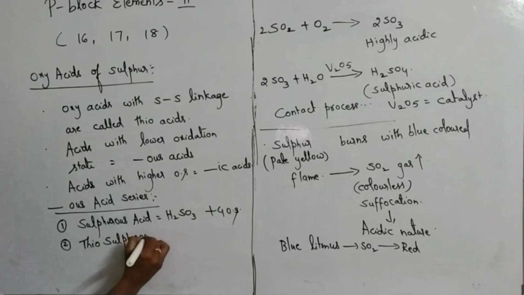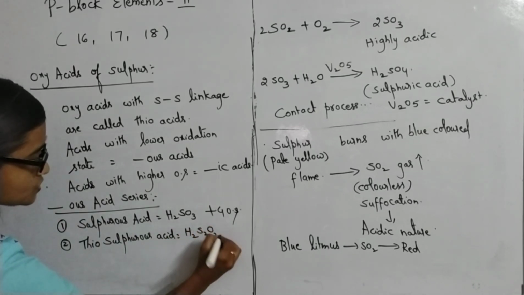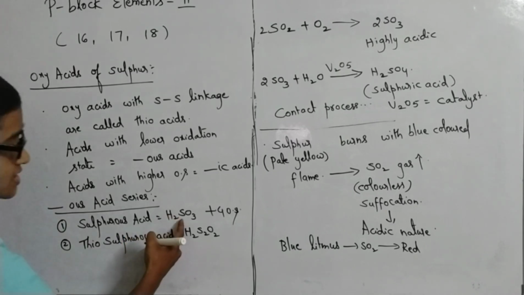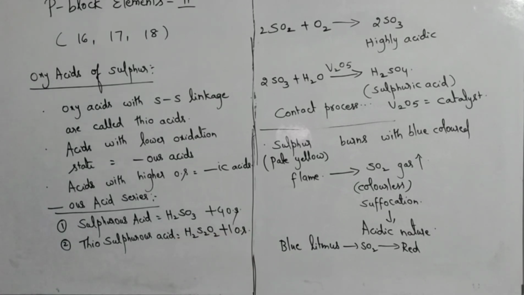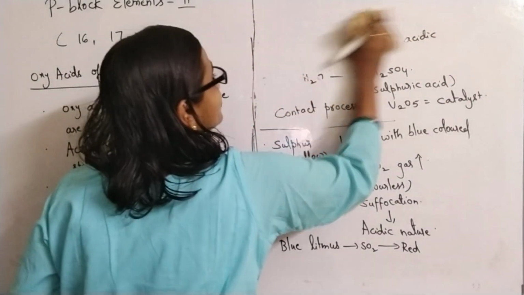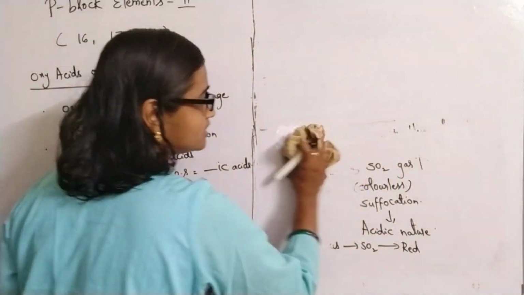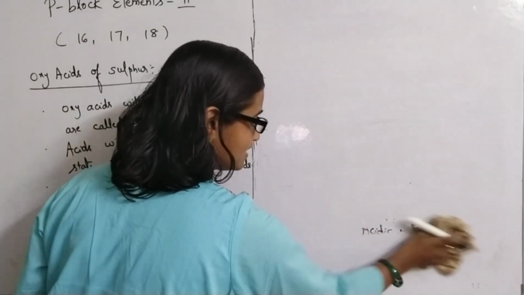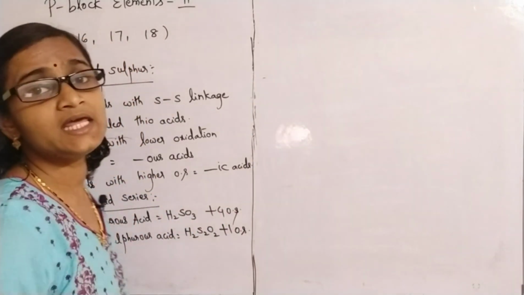The second one is thiosulfurous acid, H2S2O2. Here the oxidation state of sulfur is +1. Like that, ic acids are also there, like sulfuric acid, which I told you about.